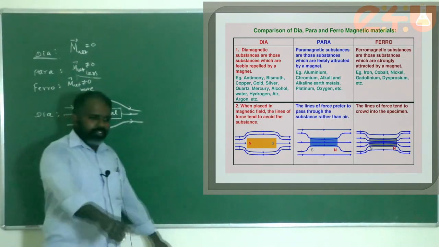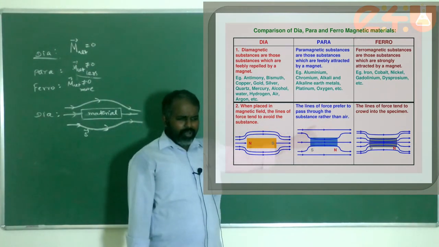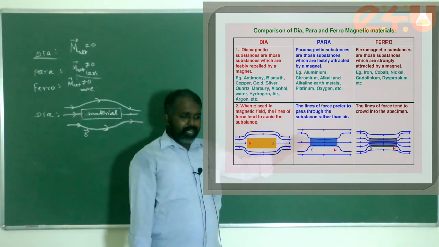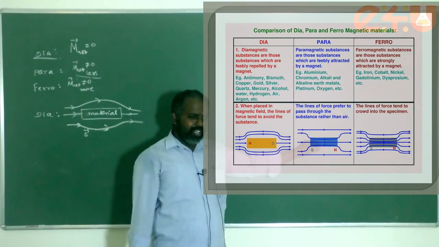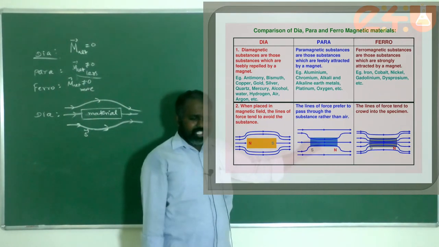But in the case of paramagnetic material, the number of lines passing through the specimen is very small, but they are allowed to pass through the material. That's why it is called para. So it is weakly attracted by the external field.